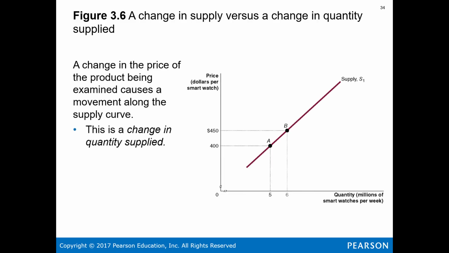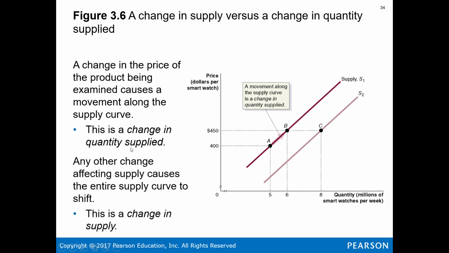A change in the price of the product being examined causes movement along the supply curve. So if the price changed from 400 to 450, we would go from point A to point B on the same curve. So quantity supplied increased, but we didn't have a shift in supply. Any other change other than price in this market would cause an entire curve to shift. Technology change, decrease in the cost of inputs, a decrease in the future expected prices would cause supply to shift right.